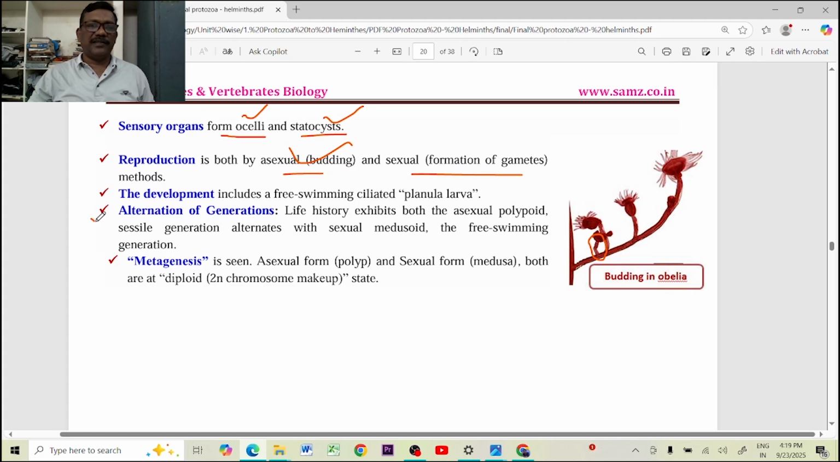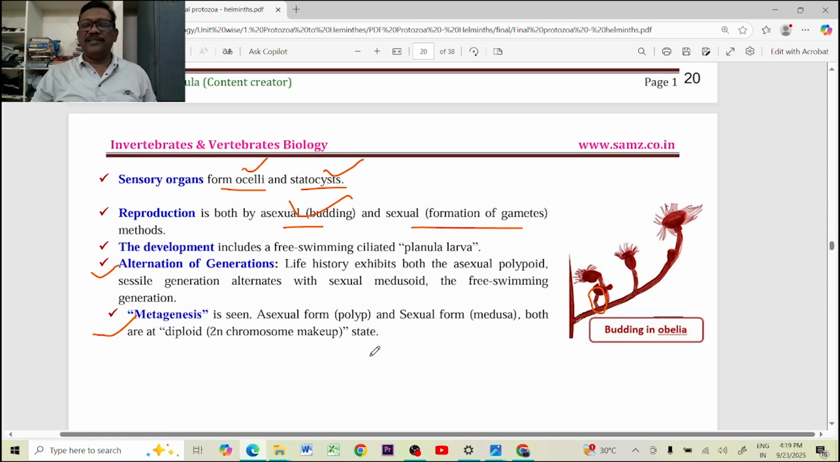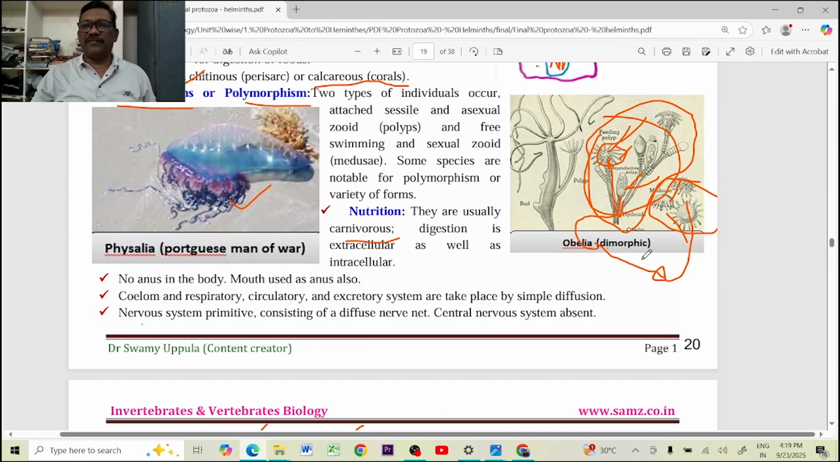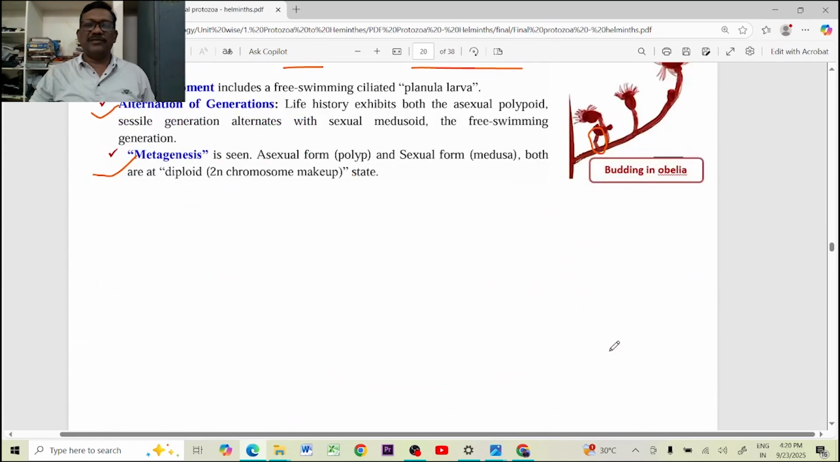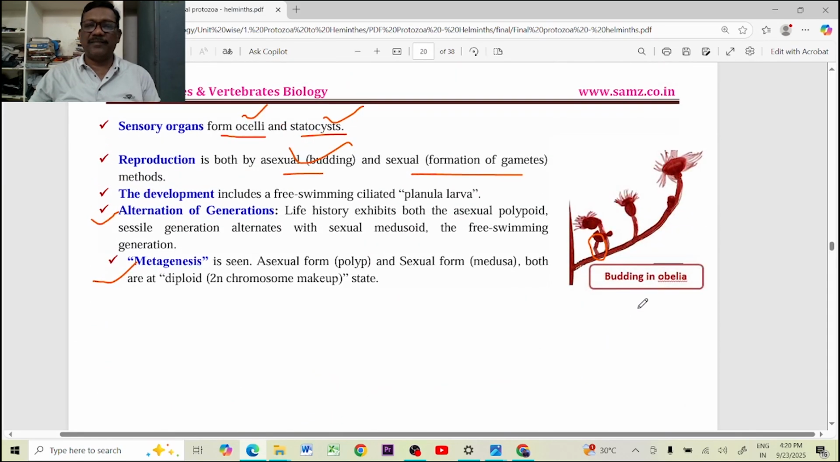But here two important points are there: alternation of generations and metagenesis. Alternation of generations means one is the sexual form and another is the asexual form. This is the asexual form, Obelia. This asexual form forms the sexual form. This sexual form develops as an asexual form by sexual reproduction. So asexual and sexual reproduction come one after another. That is called alternation of generations.